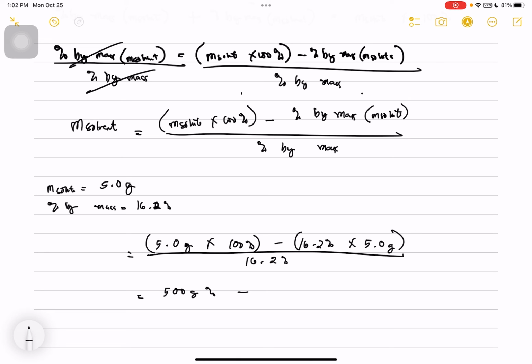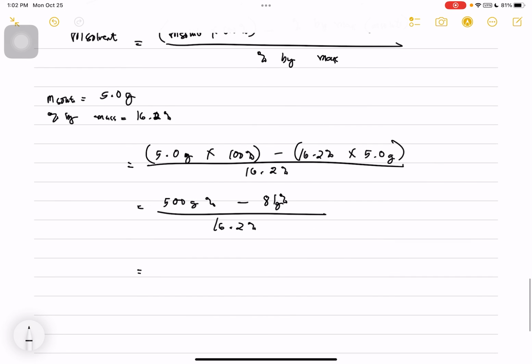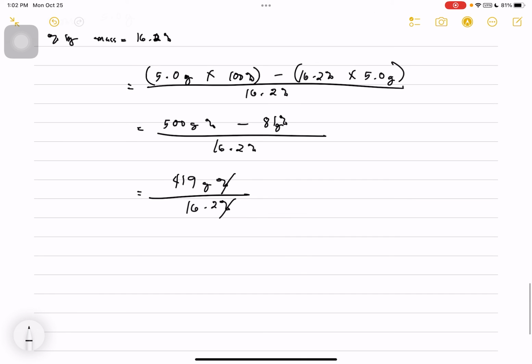We'll have 81 grams percent divided by 16.2%. So 500 minus 81, we will have 419 grams percent divided by 16.2%. So we will cancel the unit of percent here, and our final answer will become 25.86 grams. So this will be our m solvent.